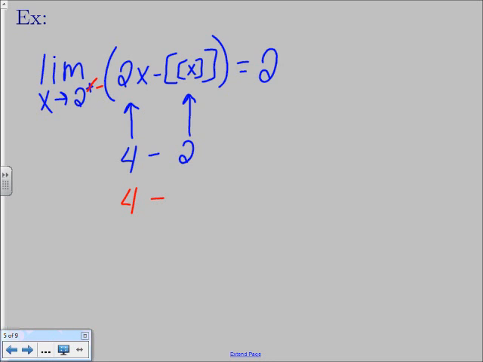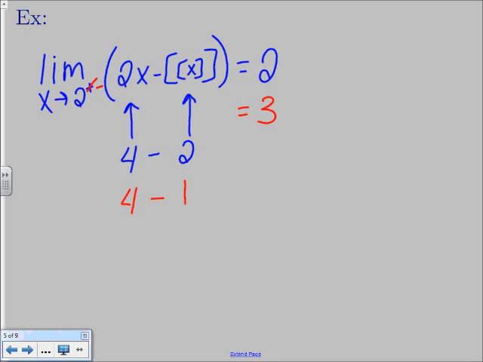But now we have to think about, are we going to have a 2 there for the second piece? Well, if you think about numbers that are close to 2 on the left-hand side, you have numbers like 1.9, 1.99, and 1.999. If you plug those numbers into the greatest integer function, you have to round down. So you're actually going to round down to 1. So instead of having 2 as our limit, we're going to have 3.